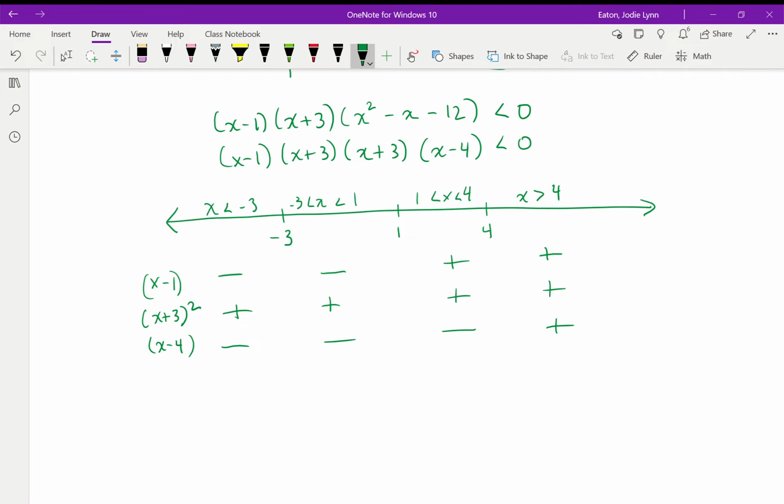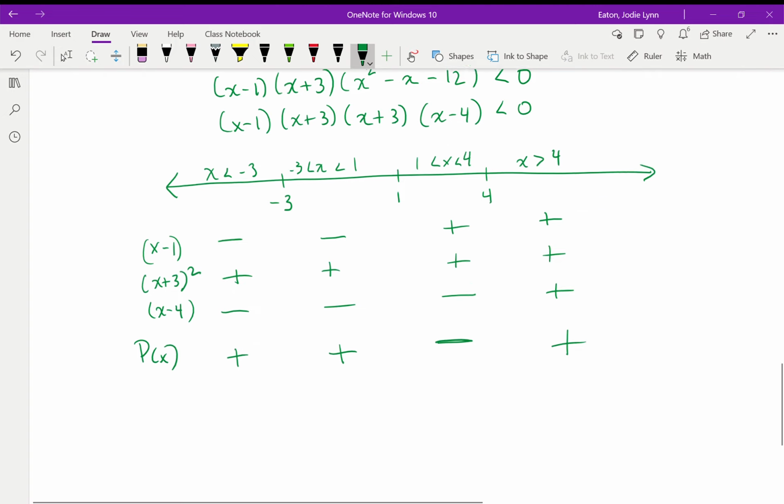So what we're looking for now is our whole expression, so our p of x. When is that going to be positive and negative? Negative, positive, negative gives us a positive when we multiply, 2 negatives, we get a positive. 2 positives and 1 negative is going to give us a negative, and 3 positives, clearly, if we're multiplying them, gives us a positive.